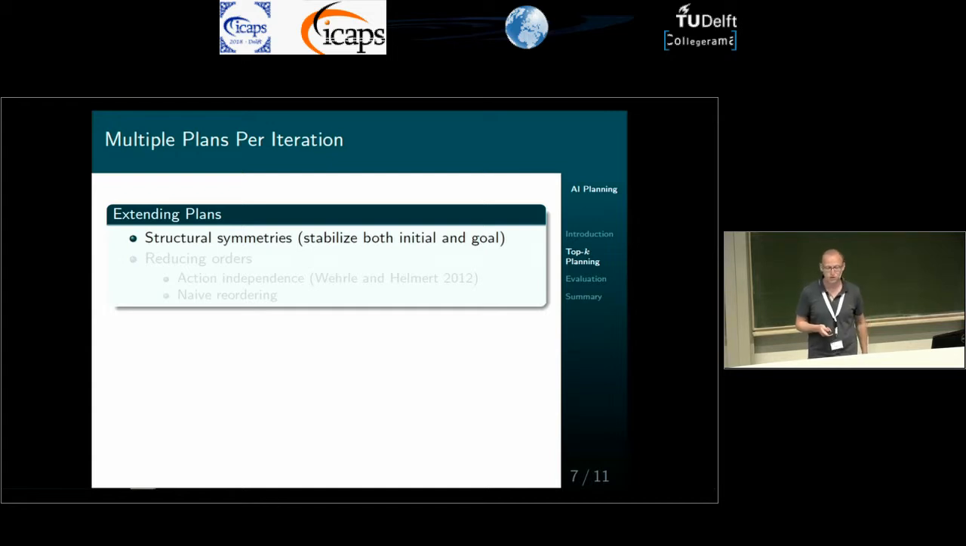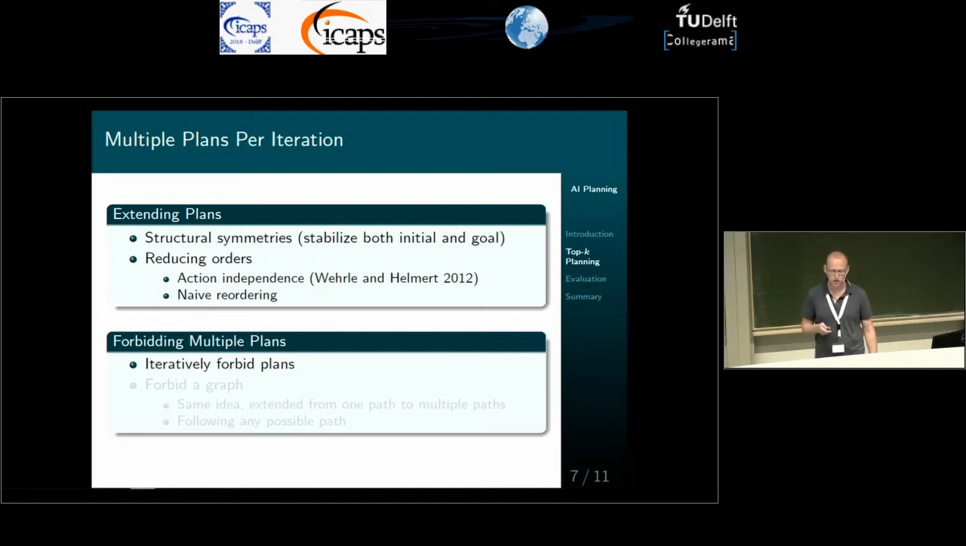One way we can do it is structural symmetry. A structural symmetry that stabilizes the initial and goal state will map any plan to another plan of the same cost. Another way would be reducing orders in that plan, so basically reordering actions in the plan. We could think of several ways of doing that. It could be done in a naive way, or using the concept of action independence from partial order reduction.